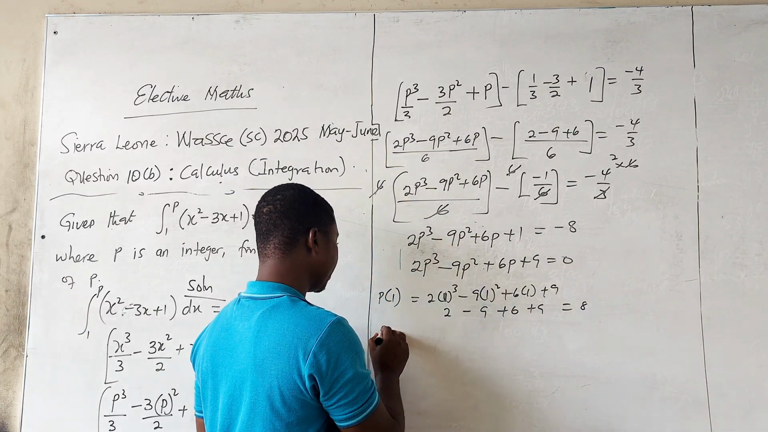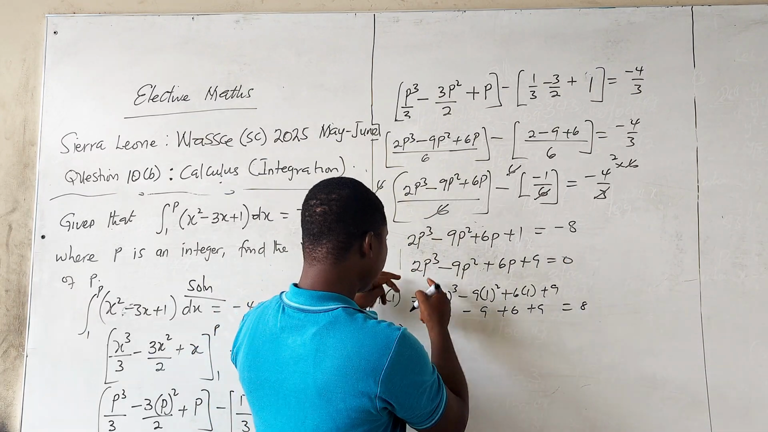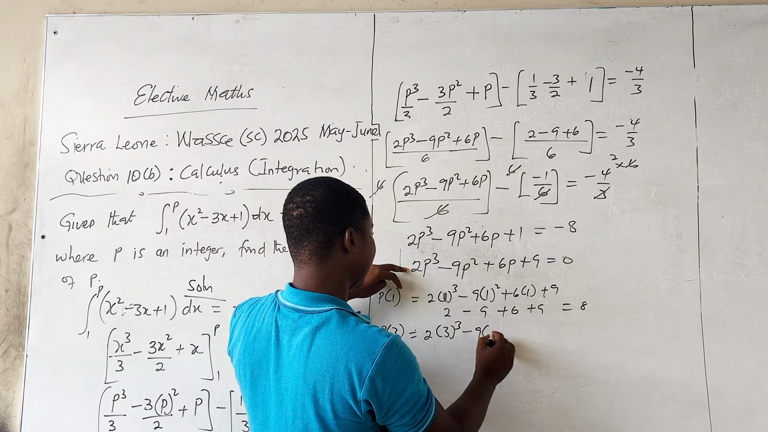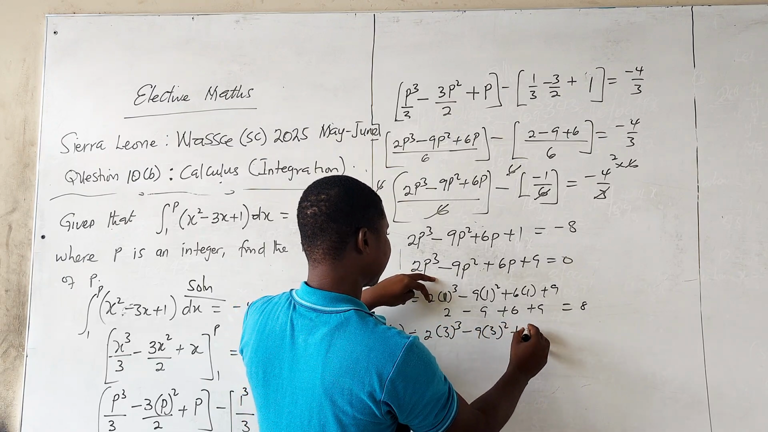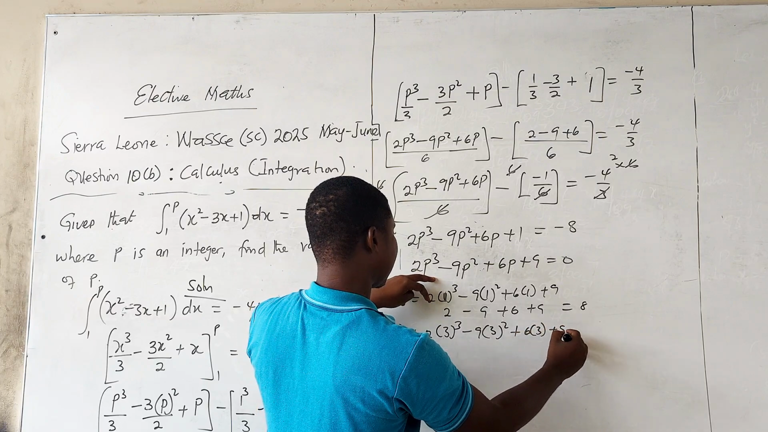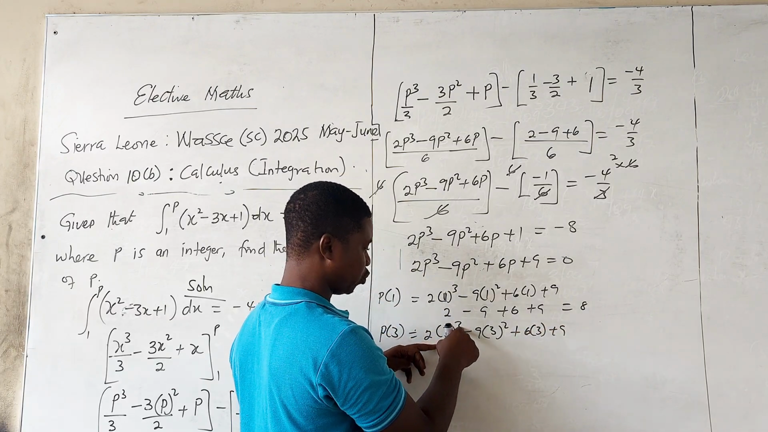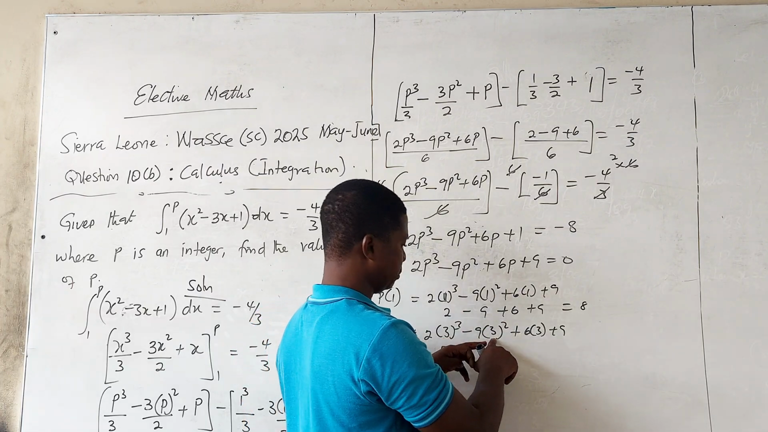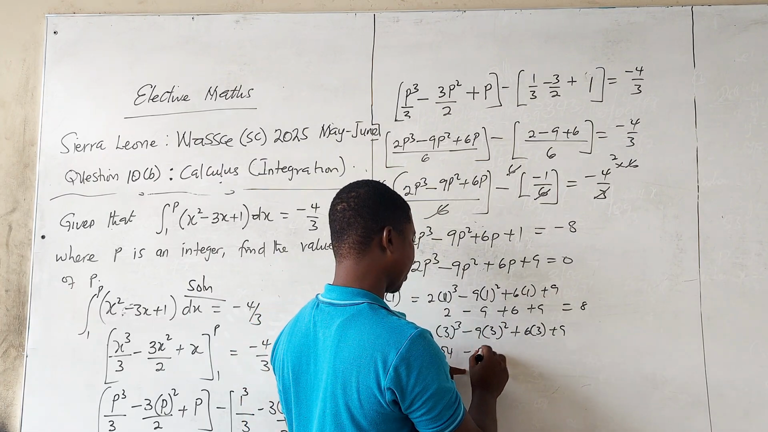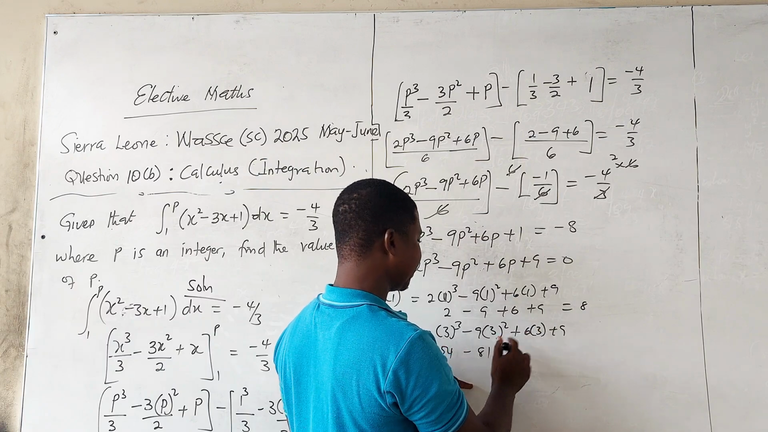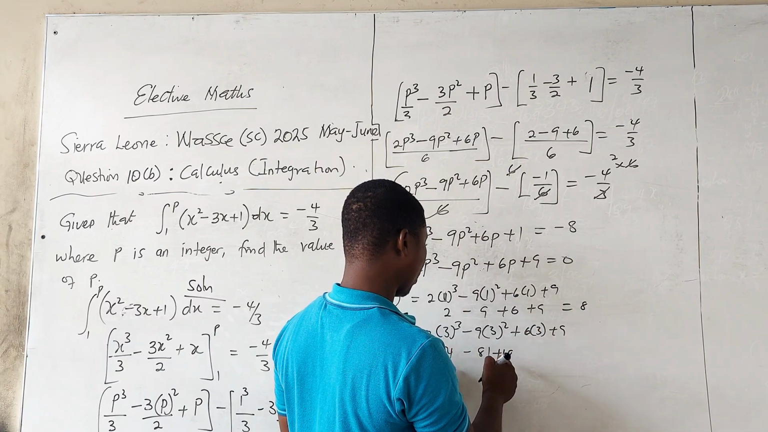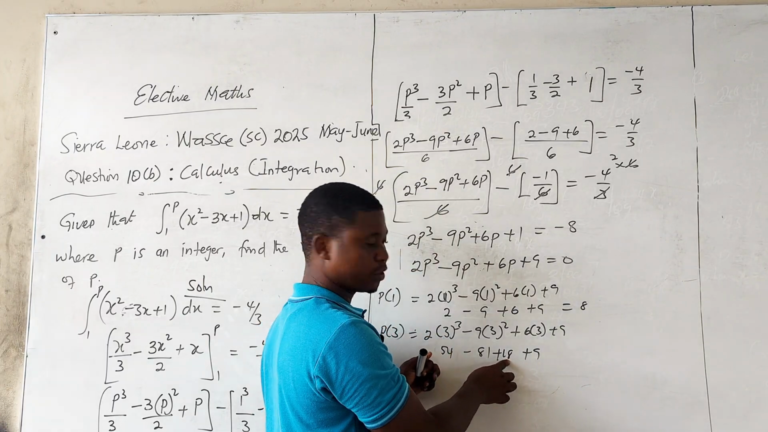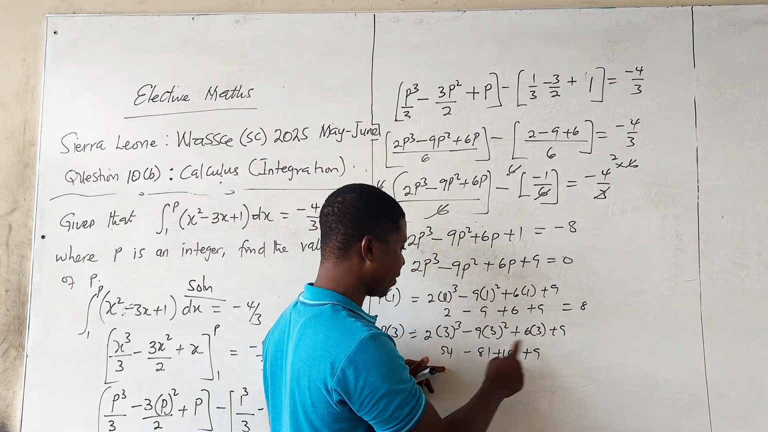Let me go with P of 3. When I put 3 inside, 2 times 3 cubed minus 9 times 3 squared plus 6 times 3 plus 9. So 3 cubed is 27, and 27 times 2 will give me 54. Minus 9 times 9, which is 81. Then 6 times 3 gives me 18, plus 9, so 18 plus 9 gives me 27. 27 plus 54 is 81. 81 minus 81 is 0.